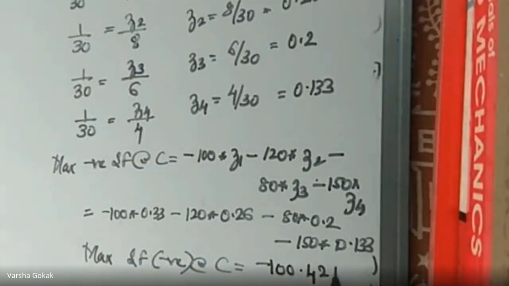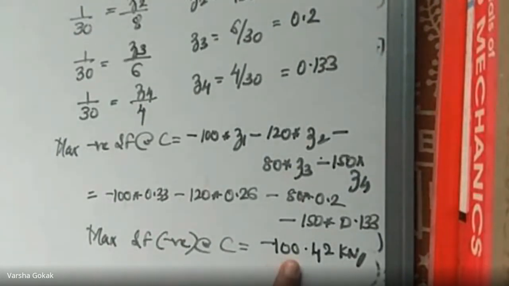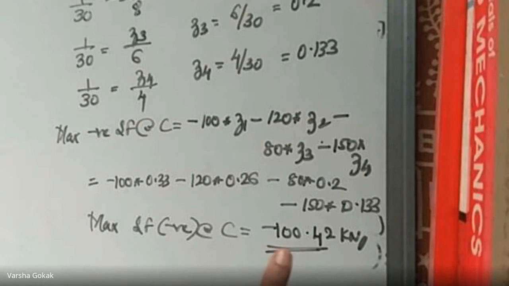Minus 100.15. Minus 100.42. Yes, 100 point something. Suraj and the one after Suraj answered minus 60 and something. Please check. Minus 100 or 99 point something. Minus 100.42, ma'am. Minus 100. Yes. So this is your answer for maximum negative shear force.